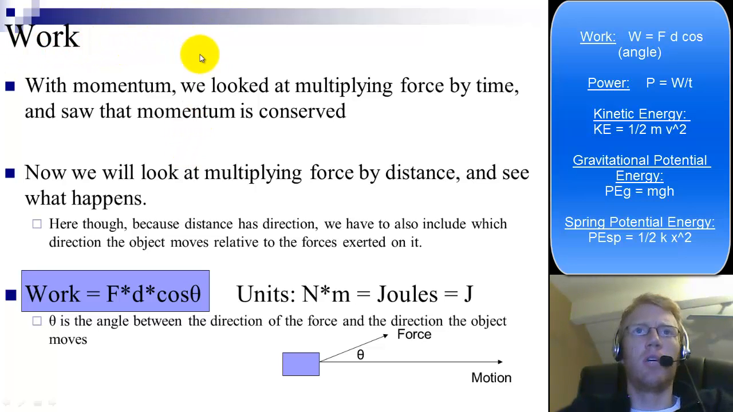In the previous chapter, we learned how if you multiply force times time, you get an impulse on something, and that will change its momentum. So we're going to do something mathematically similar in this chapter, but instead of multiplying force times time, we're now going to multiply force times distance, and the math will go along in similar fashion.